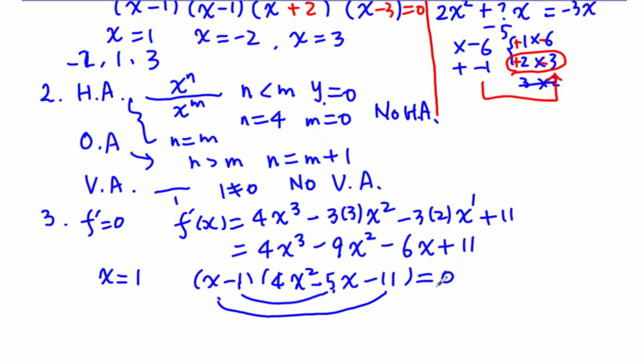Then f prime equals 0. We let it equal 0. Each factor equals 0. So x minus 1 equals 0 is x equals 1.